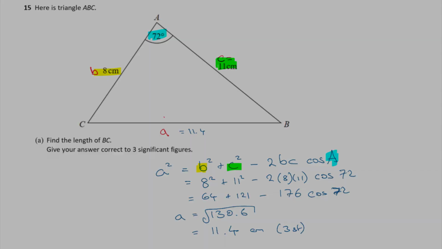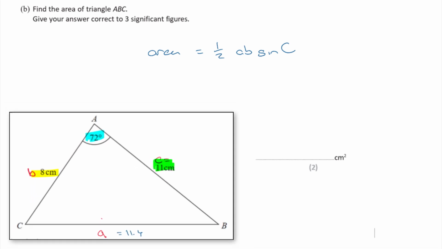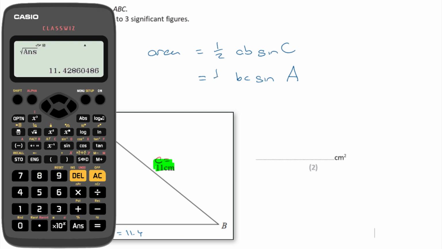I'm going with 11.4. Part B says find the area of triangle ABC. Give your answer correct to 3 significant figures. Okay, so there's an alternative formula for the area of a triangle using trigonometry, isn't there? So area of a triangle is a half AB sine C. And now reformulating that for the triangle that I've been given, the angle I know is A, and the 2 sides I know are B and C, aren't they? So this is going to be half BC sine A that I'm going to be using.